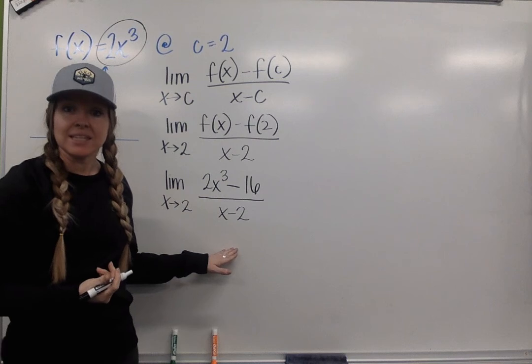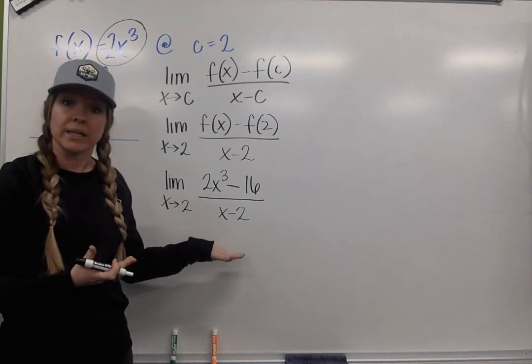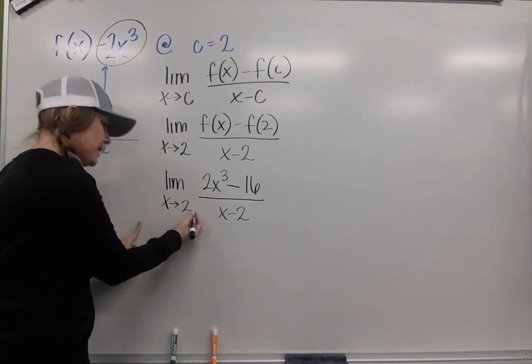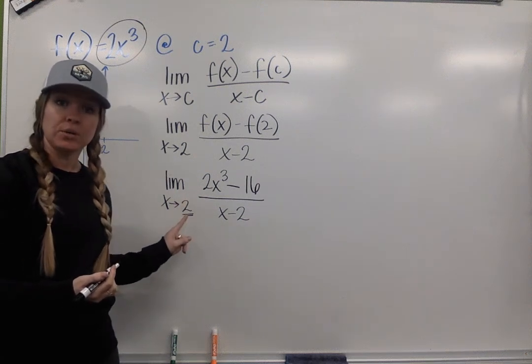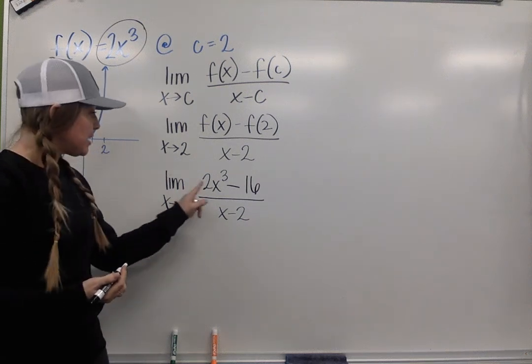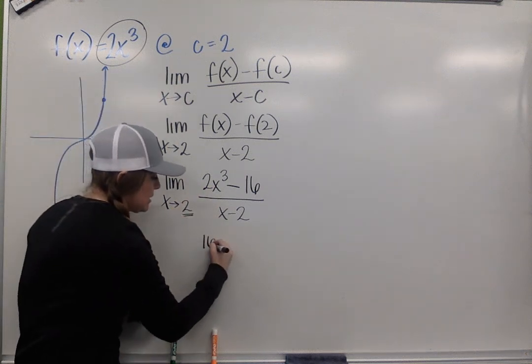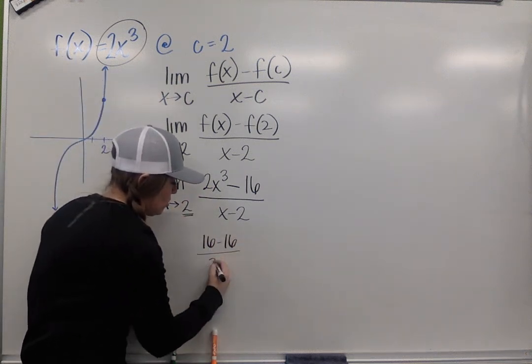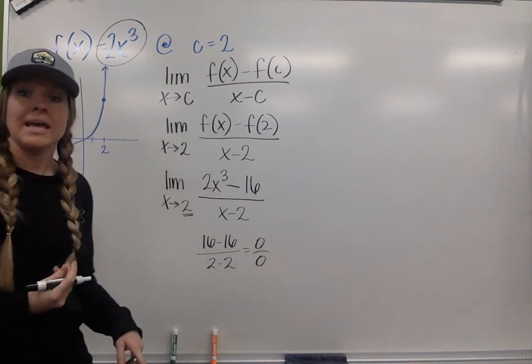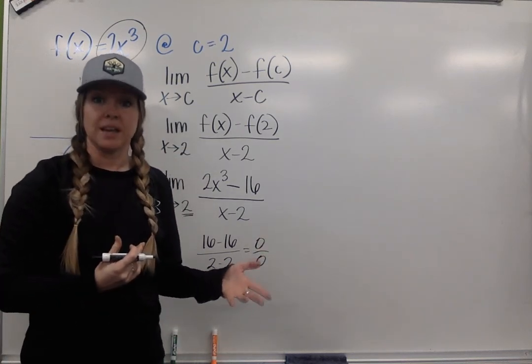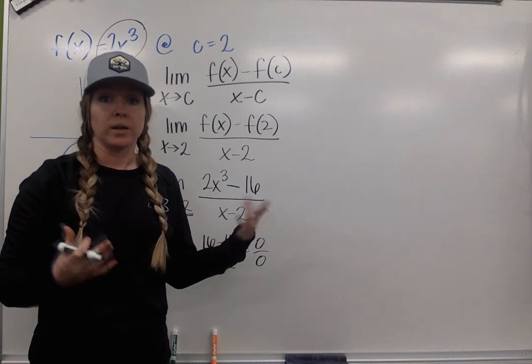So now we've set this up to find the slope at a point. More specifically, to find the slope at 2. If we were to plug 2 in right now, I'm going to end up seeing 16 minus 16 over 2 minus 2 to get the 0 over 0. That's our indeterminate form, which is telling us we got to do more work.